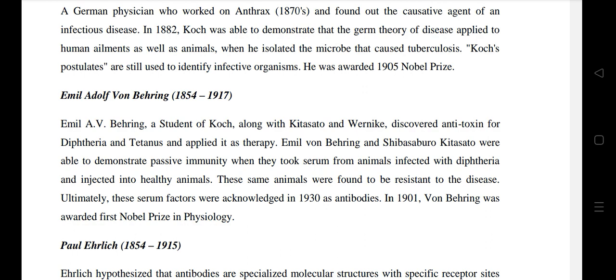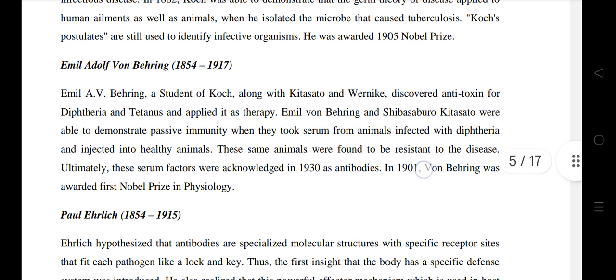Emil von Behring and Shibasaburo Kitasato were able to demonstrate passive immunity when they took serum from animals infected with diphtheria and injected it into healthy animals. These same animals were found to be resistant to the disease. Ultimately, these serum factors were acknowledged in 1930 as antibodies. In 1901, von Behring was awarded the first Nobel Prize in Physiology.